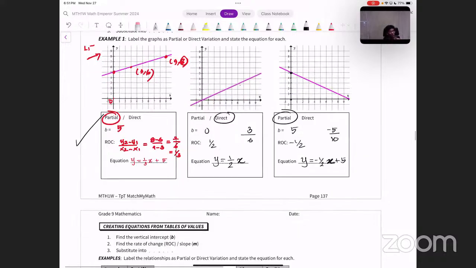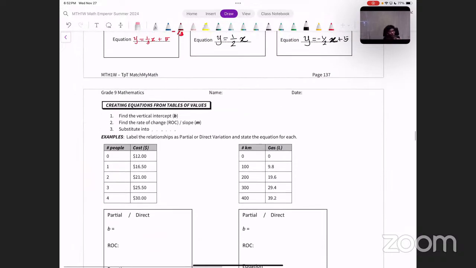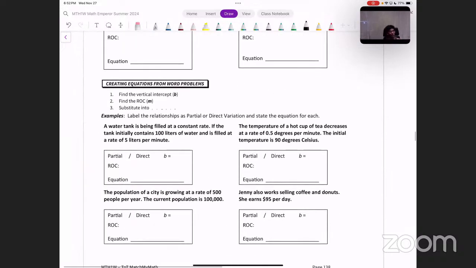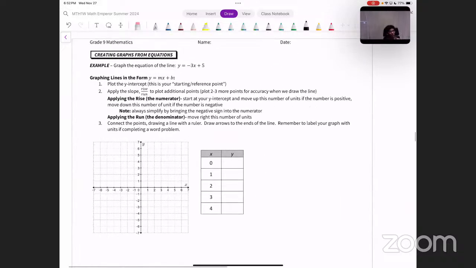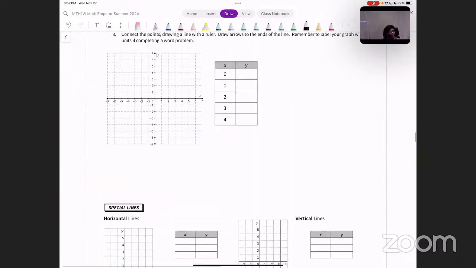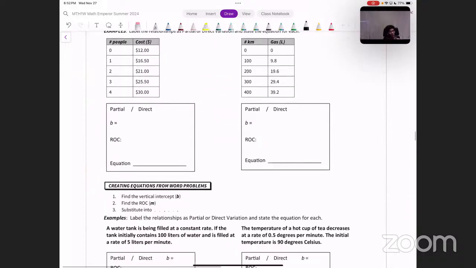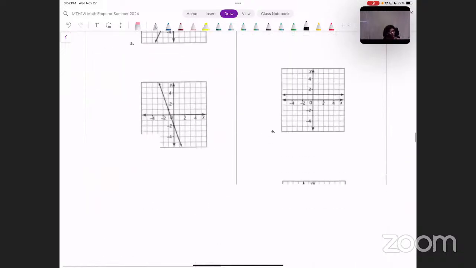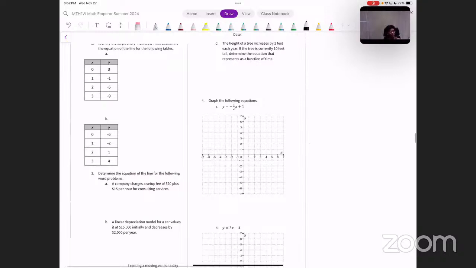All right, so now we're going back to creating an equation from a table of values, and creating an equation from a word problem. That's what we're going to be practicing, and then you got your questions. Okay, so before I move on, I want to wrap up this lesson.